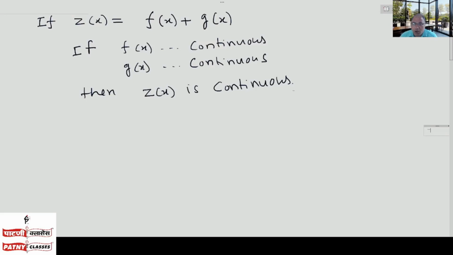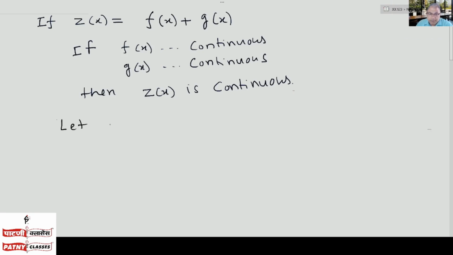If z of x equals f of x plus g of x, and if f of x is a continuous function and g of x is also a continuous function, then z of x, which is nothing but the combination of two continuous functions, is also a continuous function. Let us understand this by taking one example.